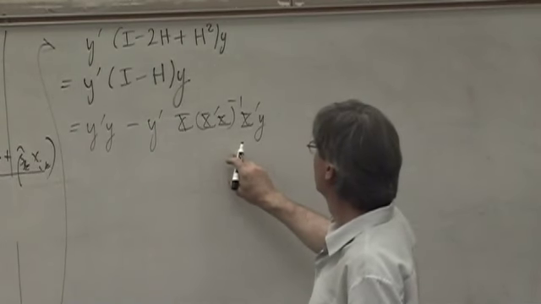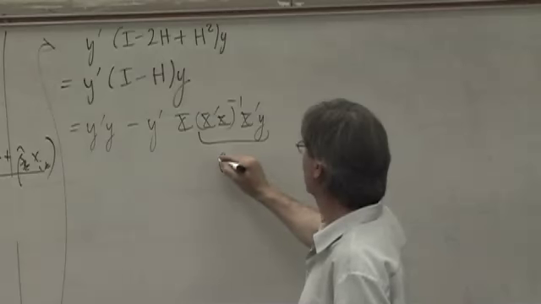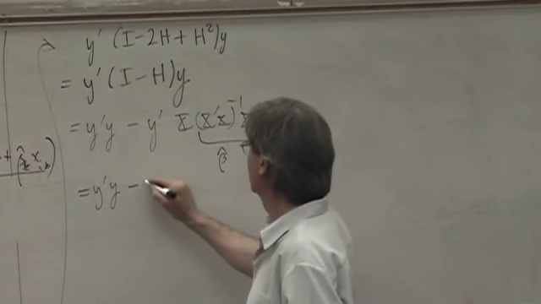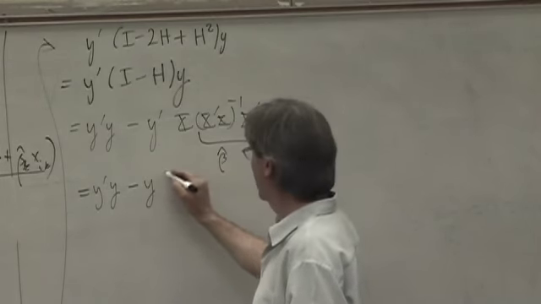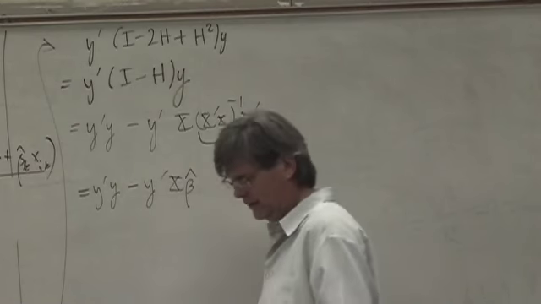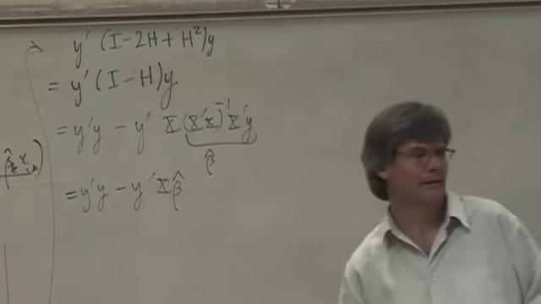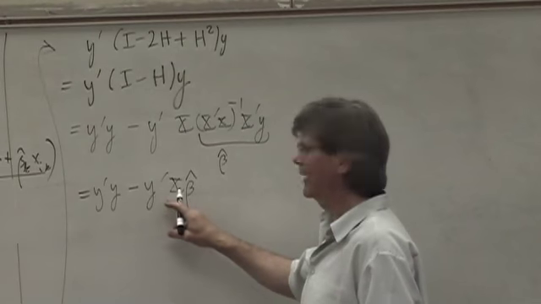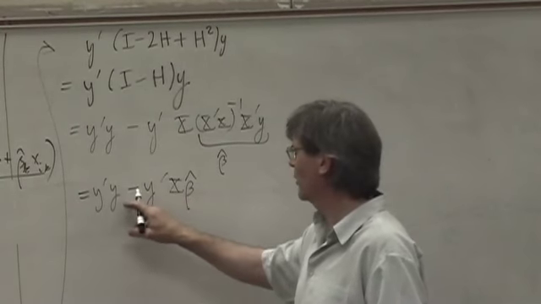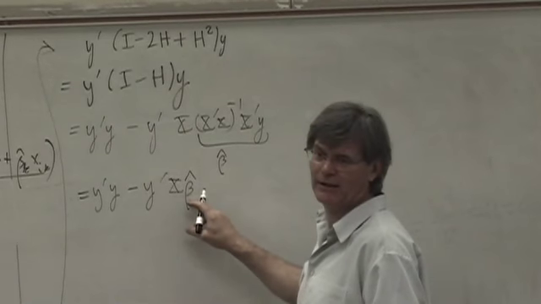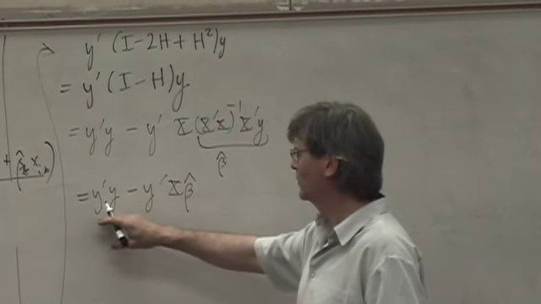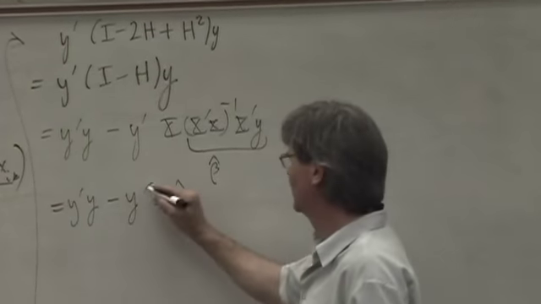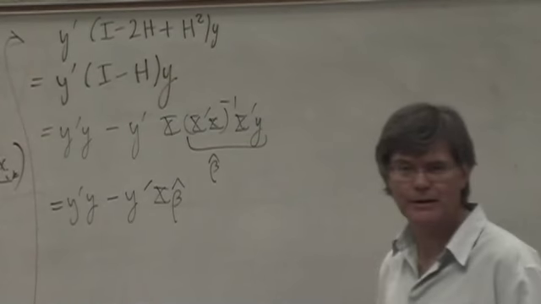So then what do you have? Well, this is beta hat. So if I actually want to do that, then this is Y prime Y minus Y prime X beta hat. Okay? X does multiply beta hat. In fact, X beta hat is Y hat, the vector of predicted. So this is Y prime Y minus Y prime Y hat. So you take the square of the Y column, and then you take the product of the Y column on the predicted, if you want to think about it that way.